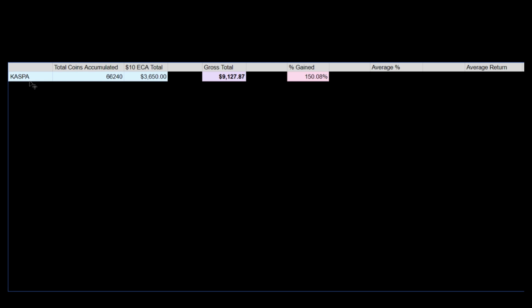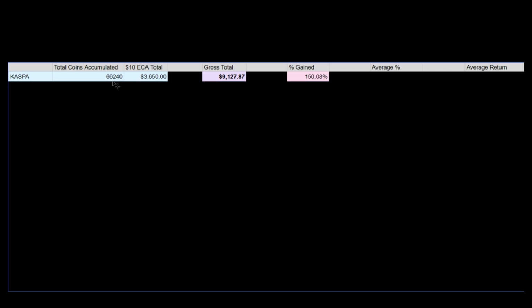Okay, we're going to start with the proof of work category first, and my first coin on the list is Kaspa. This was one of my best performers in mining performance so far, and if I had put $10 towards Kaspa every day for my mining revenue, that would garner me 66,240 Kaspa coins. And we're looking at a grand total in terms of today's value at $9,127, or a gain of 150%, which is really good. However, we do have a couple on here that are really going to surprise you.